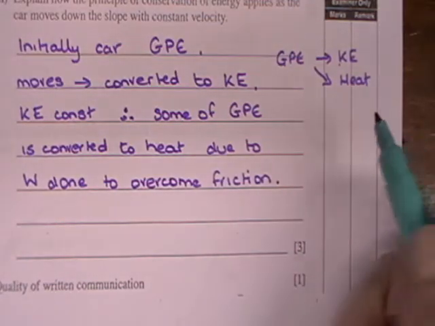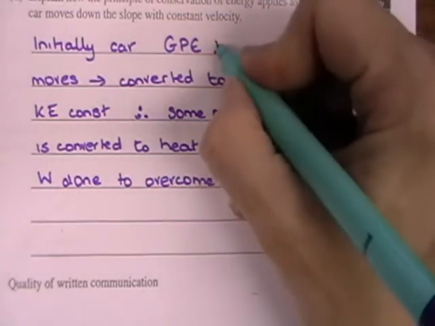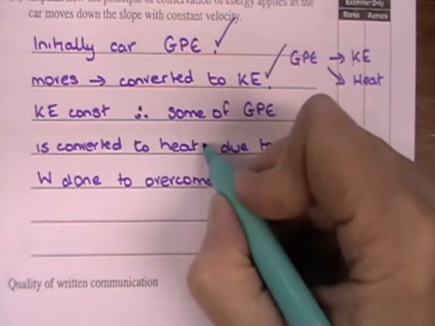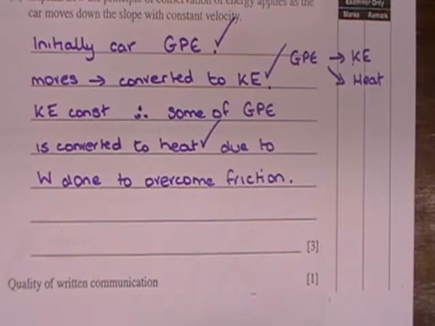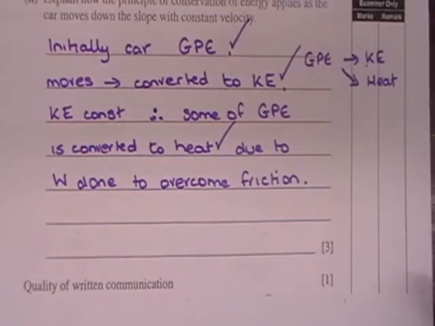And so there's 3 marks for that. Again, you would have to write that in continuous prose. But they'll give you a mark for GPE being converted to kinetic energy. And then the last mark, due to some of it being dissipated as heat, and because there's work done to overcome frictional forces.